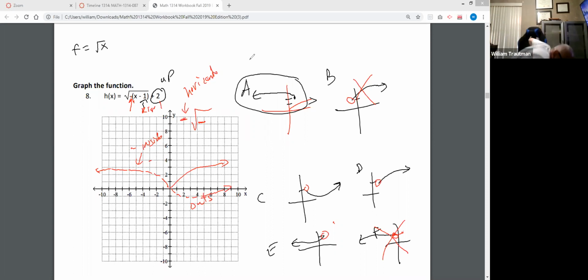The computer's about to go out. There we go. Must have disconnected the plug.